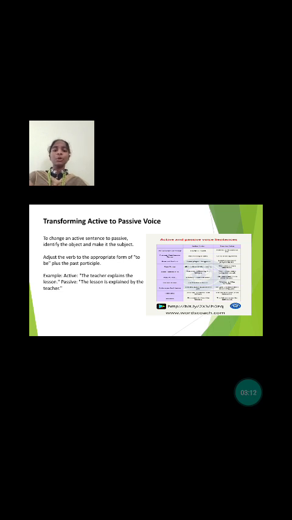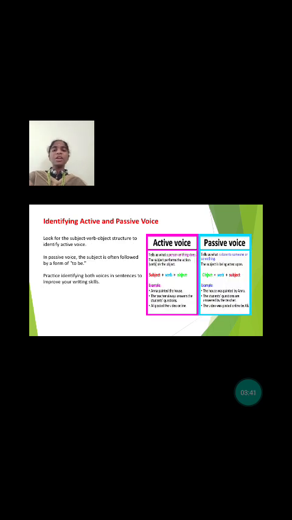Transforming active to passive voice. To change an active sentence to a passive sentence, identify the object and make it the subject. Adjust the verb to the appropriate form: to be plus the past participle. For example, active voice: the teacher explains the lesson. Passive voice changes: the lesson is explained by the teacher.